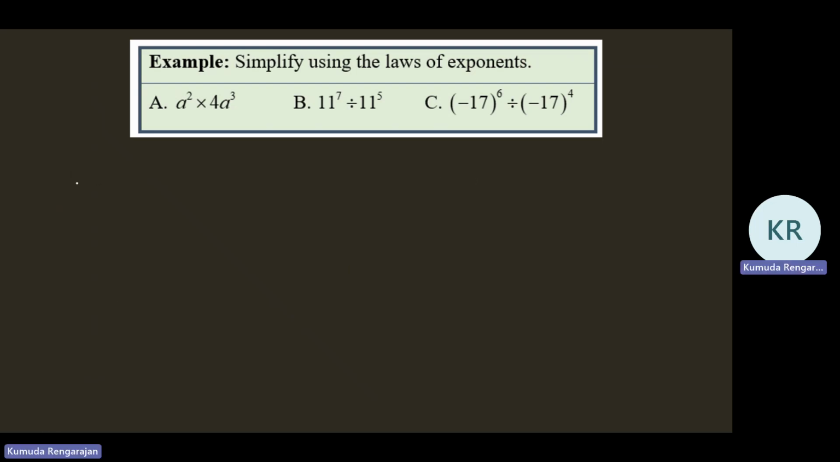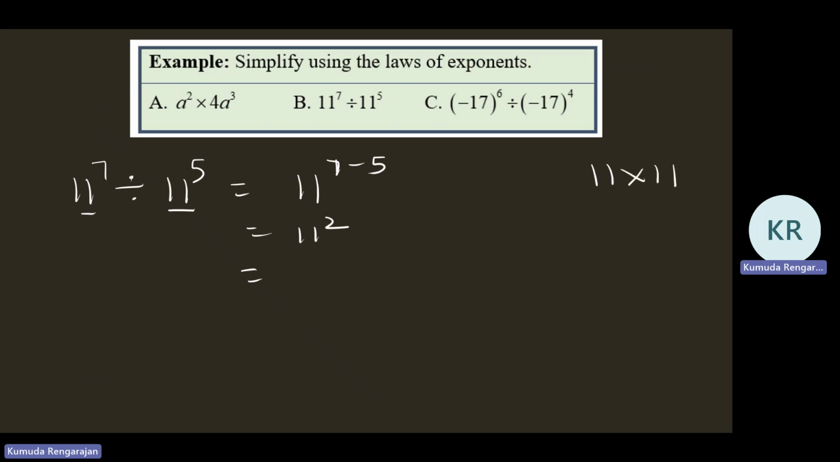Look at the next one. Bases are the same and it's division. So we should subtract the powers. Write 11 as it is, and since it's division, subtract the powers: 7 minus 5. It is 11 raised to the power 2, also known as 11 squared. So what is 11 squared? 11 into 11. If it is easy to find, you can find the answer.